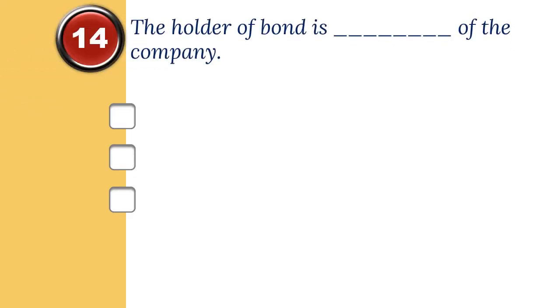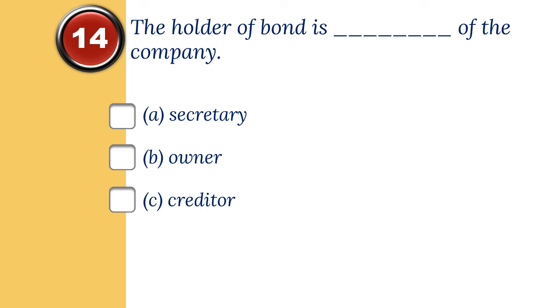14. The holder of bond is dash of the company. The options are A. Secretary, B. Owner, C. Creditor. And the correct option is C. Creditor.